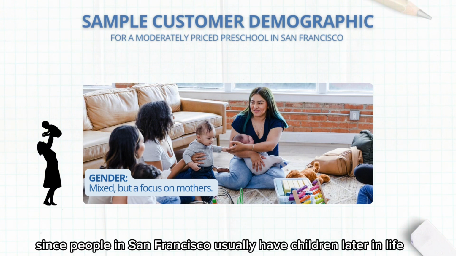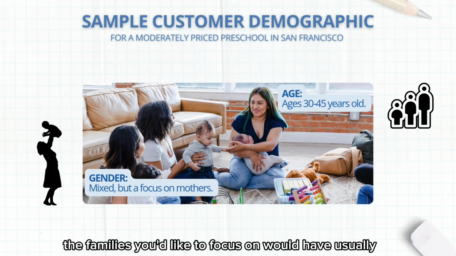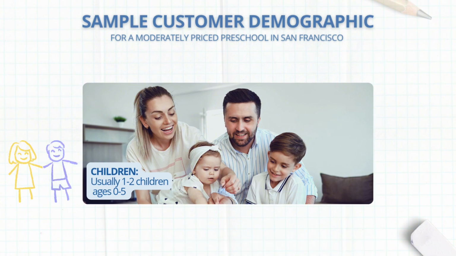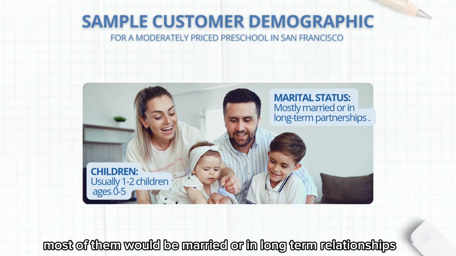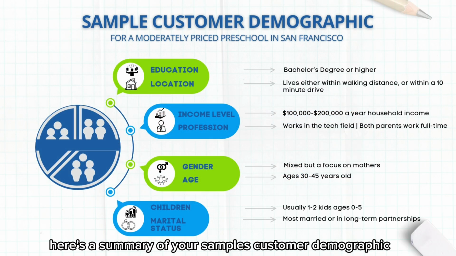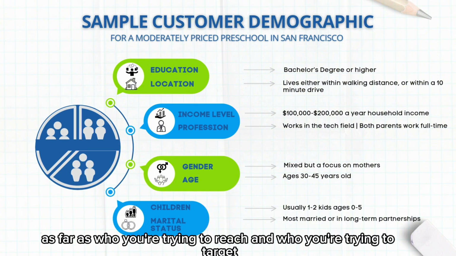For age, since people in San Francisco usually have children later in life, you might want to focus on ages 30 to 45-year-olds. The families you'd like to focus on would have usually 1 to 2 children, ages 0 to 5. And for marital status, most of them would be married or in long-term relationships. Here's a summary of your sample customer demographic for a moderately priced preschool in San Francisco as far as who you're trying to reach and who you're trying to target.